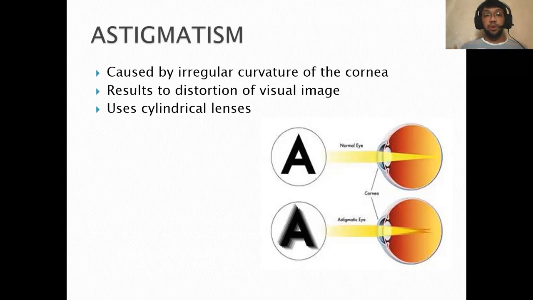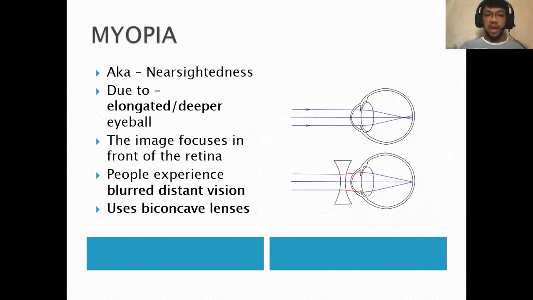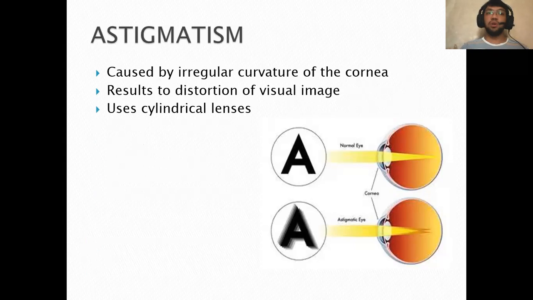So, in order to correct astigmatism, the usage of cylindrical lenses is needed by persons who have this type of eye disorder. So, my eyeglasses is a mixture of being a cylindrical and a biconcave lens in order to correct my eye problem.